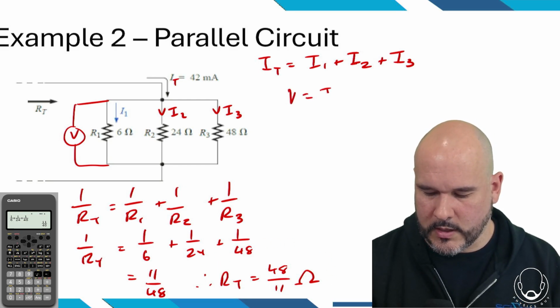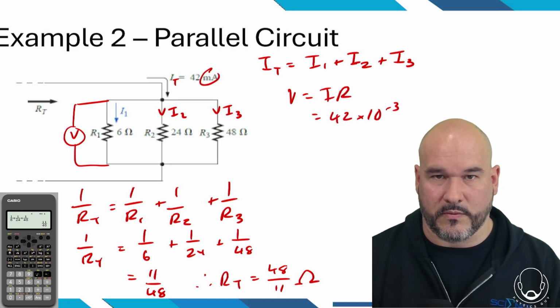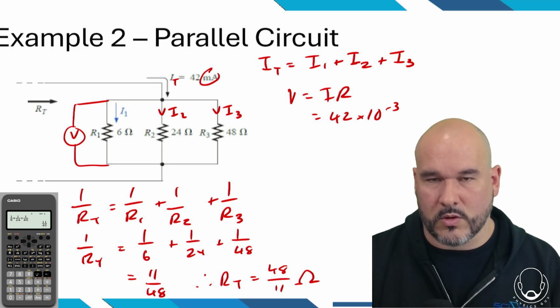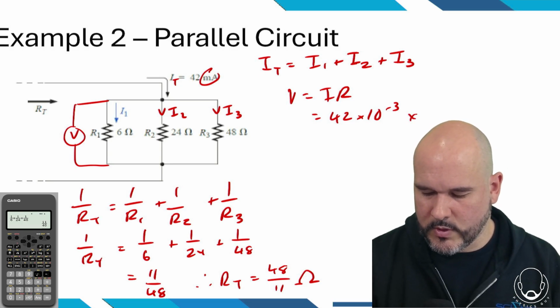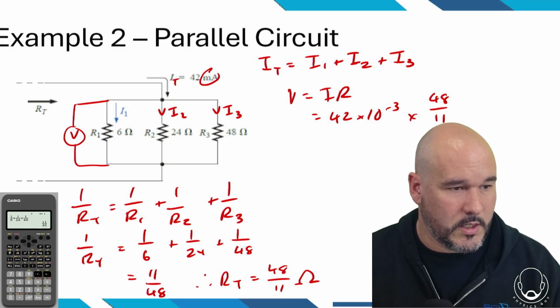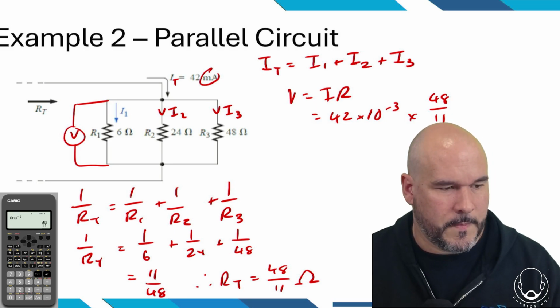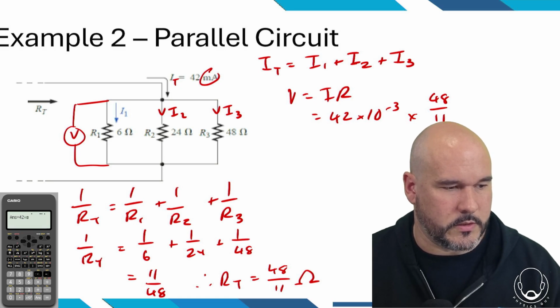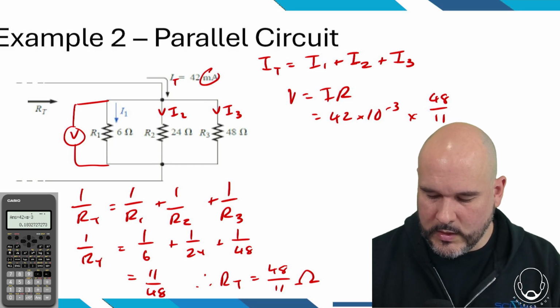We're going to say V is IR, which is 42 times 10 to the minus 3. Don't forget any prefixes: milli, micro, nano, you've got to know all those. Multiplied by 48 on 11. Let me put that into the calculator. So we get a voltage of 0.183 volts.